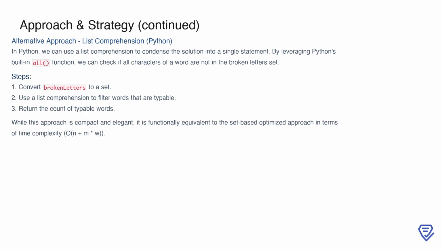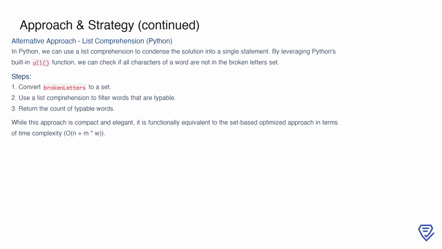First, we convert the broken letters string into a set to enable faster lookups. Then, using a list comprehension, we filter the words by checking if all characters in a word are not part of the broken letters set. This check is performed using Python's built-in all function, which returns true only if every character in the word passes the condition. Finally, the length of the resulting list gives us the number of typable words.